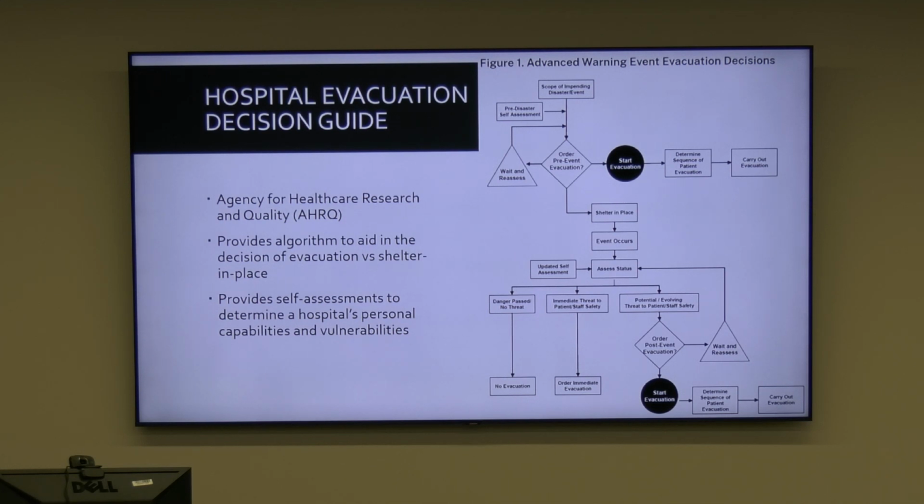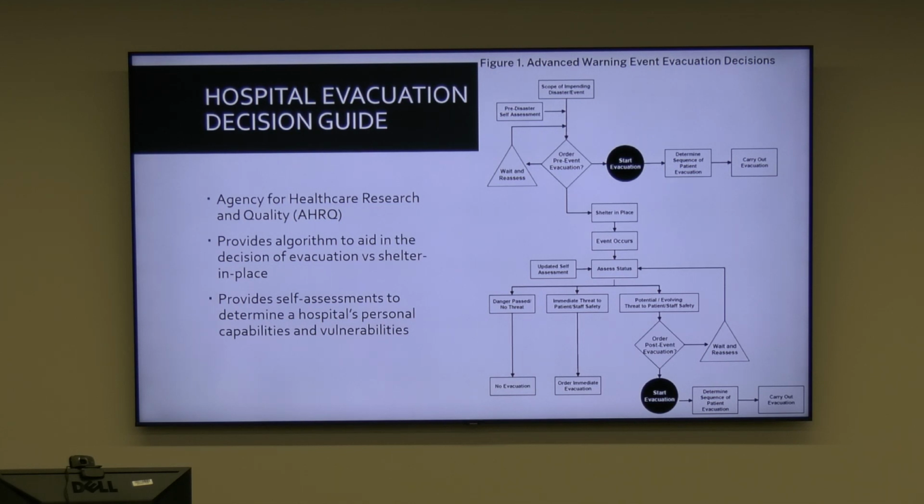Then you want to assess the status. There's an updated self-assessment based on the status of the hurricane and your resources after it actually hits, and then you can make a decision based on what the outcome of the hurricane actually was. So if the danger has passed and there's no threat any longer, then you might decide there's no evacuation and no decision made after that. That is, you successfully sheltered in place and that was the end of that discussion. Then there might be an immediate threat to patient and staff safety.